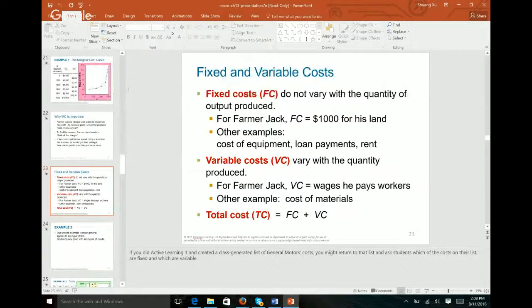So fixed cost is anything that does not change if your output changes. Variable cost means that the cost will change if your output changes. Now, let me give you an example. Suppose we open a business. Let's say we do a Chinese restaurant.